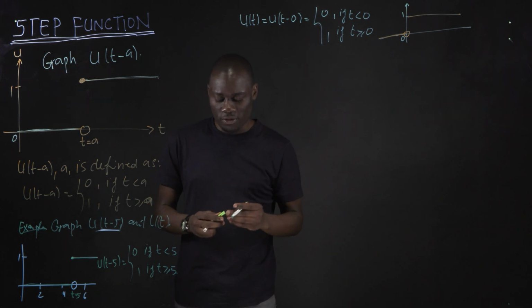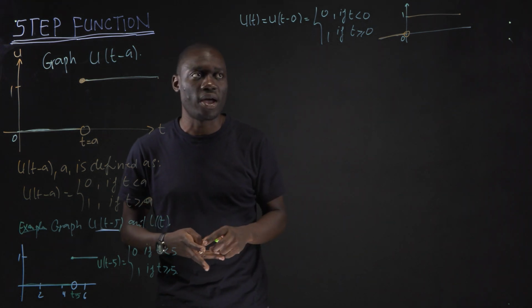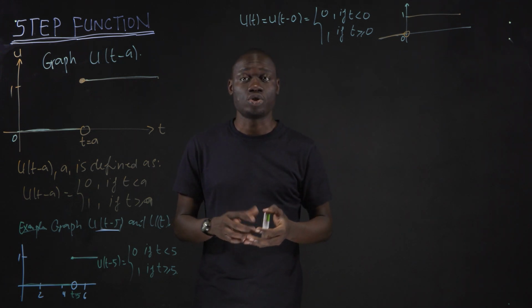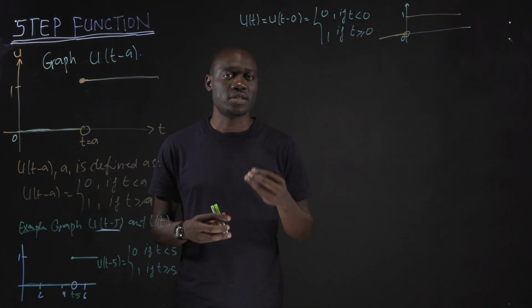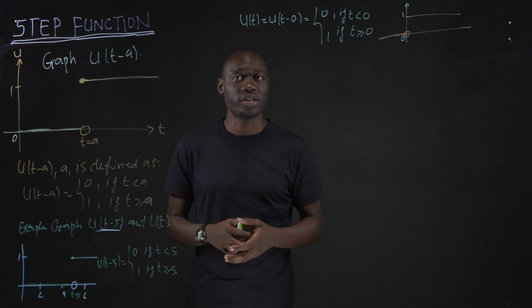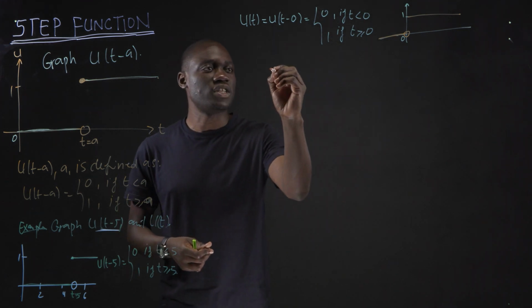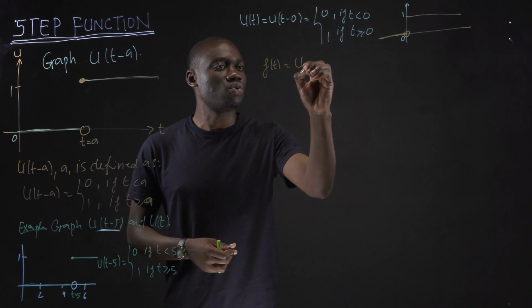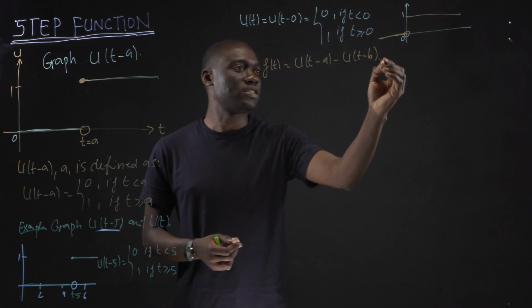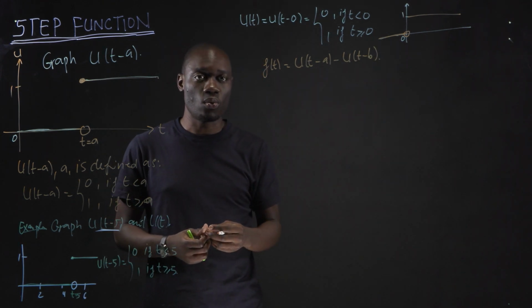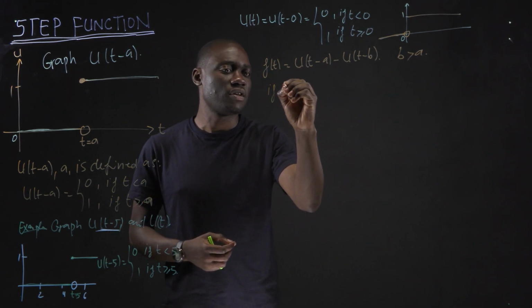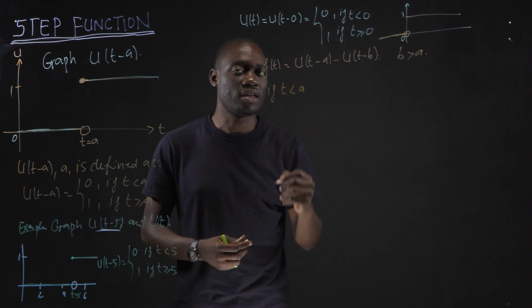Now, one of the reasons why the unit step function is very useful is that it helps us to properly write piecewise continuous functions in such a way that the Laplace transform can easily be determined. Let's consider the function f(t) equals to u(t minus a) minus u(t minus b), having that a and b are two numbers where b is superior to a. So if t is less than a, what do we have?